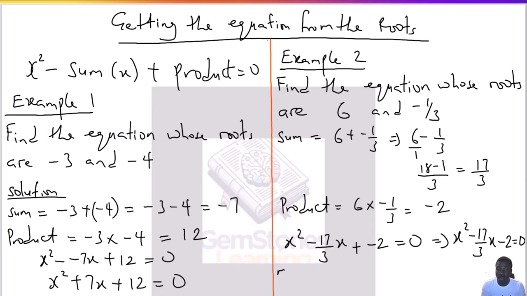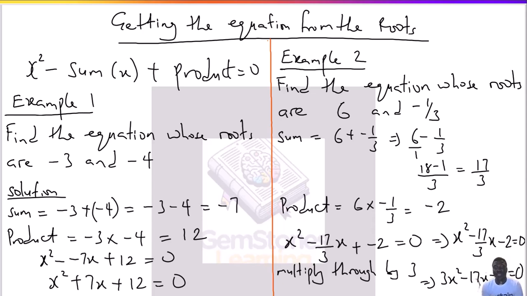Multiply through by 3. And that will lead us to what? 3x squared minus 17x minus 6 is equals to what? 0 as our final result. This is how we go about finding the equation when we have the roots. Let's now see the next method that we call completing the square method.